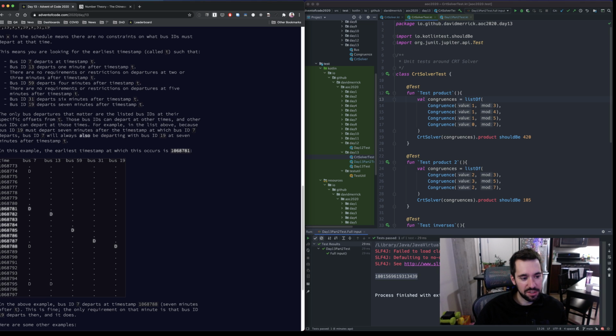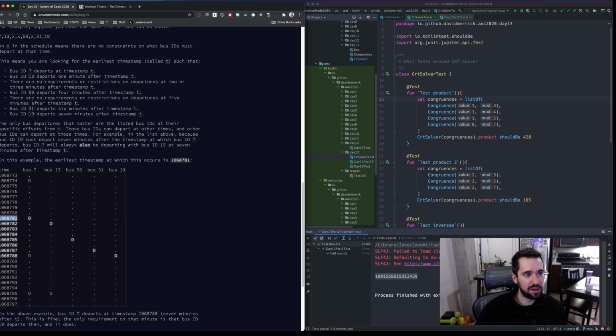So you can see here, time t, whatever value here, 1,068,781, is when bus 7 runs. Bus 13 is a minute later. Bus 59 is 3 minutes later, because it's at position 3 after bus 7 in this array. And then bus 31, same deal. There's an x in between, so you have to account for the x, but you can ignore it. You just have to account for the position of the index of 31. And so in this little duration, starting at this time, these buses run in this order.